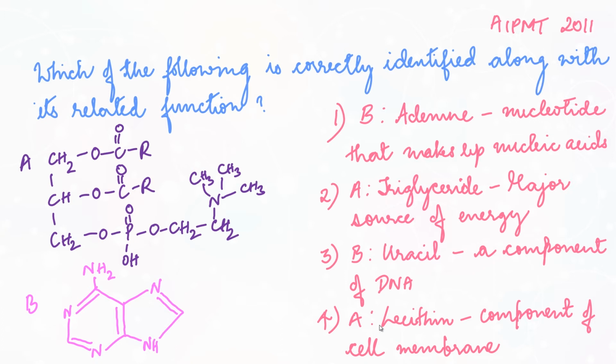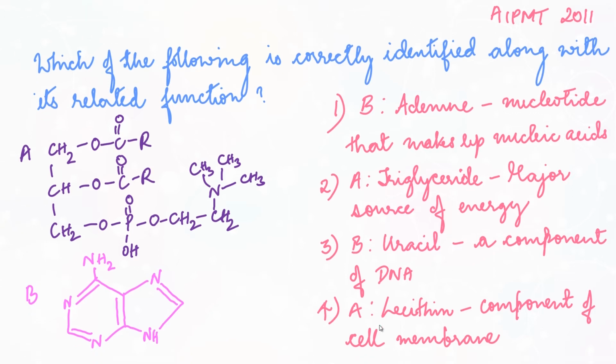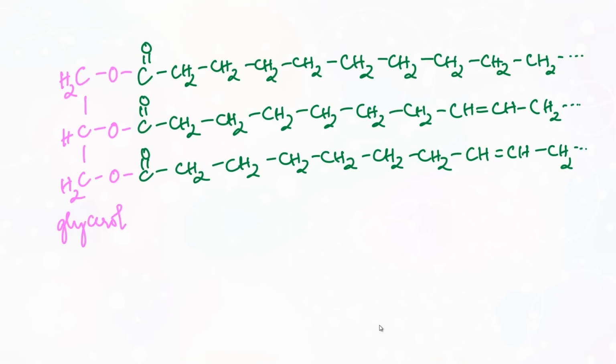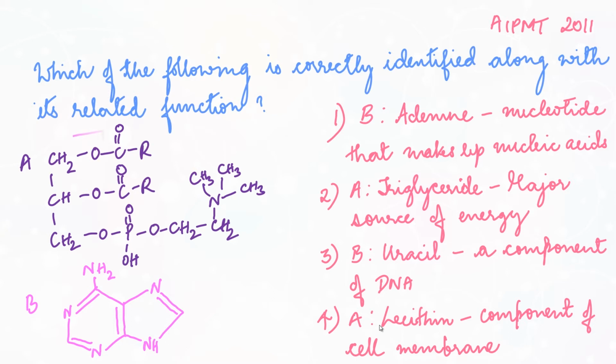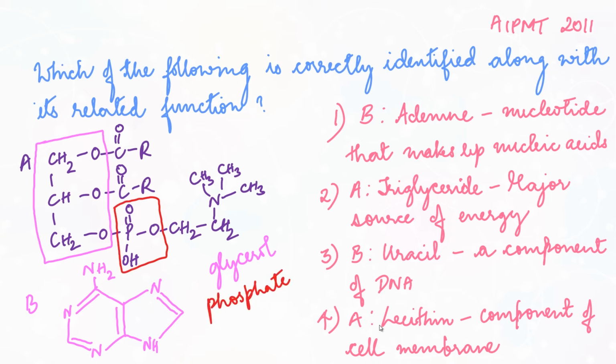The second option says A is a triglyceride. Well, it is not. Let's look at the triglyceride molecule and see its structure. Yes, it has a glycerol molecule and it has 3 fatty acids attached to it. However, A also has a glycerol molecule, but it has a phosphate group that is attached to or esterified with the glycerol molecule. And further on, it has a choline that is attached to the phosphate group. So this is actually phosphatidyl choline, which is a lecithin. Therefore, your answer is 4.